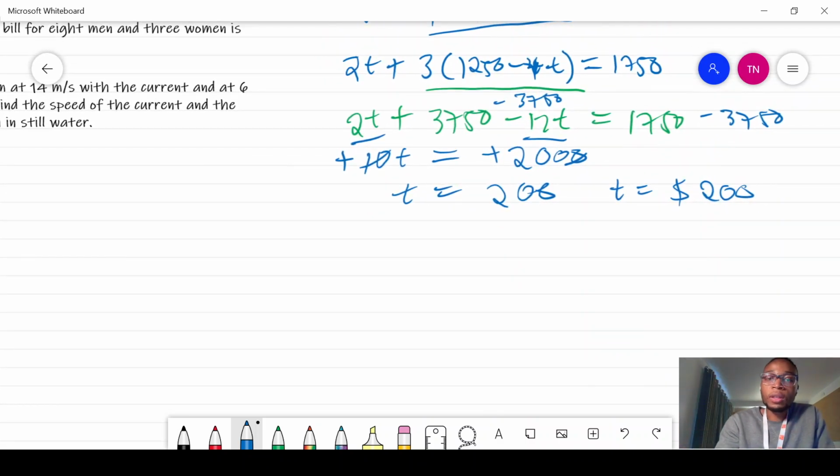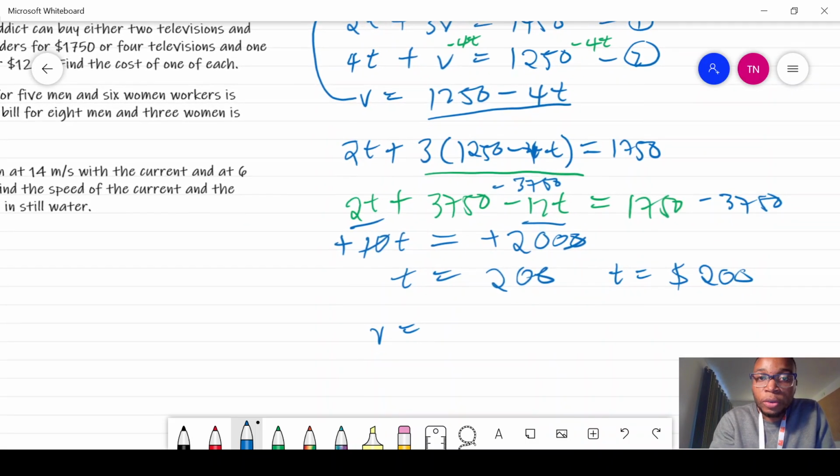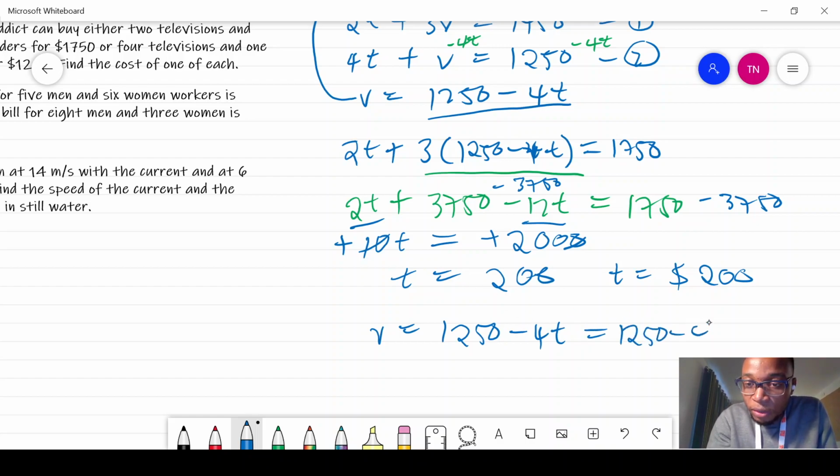Now we have to find V. So V is equal to, let's look at that equation that we wrote. It's 1,250 minus 4T. So let's just substitute T into that. That's 1,250 minus 4 times T, which is 200. So V is equal to 4 times 200, that's 800. So it's 1,250 minus 800. When you subtract 800, you're going to be left with 450.